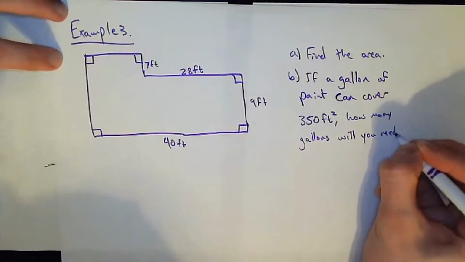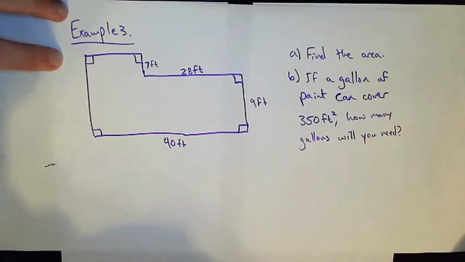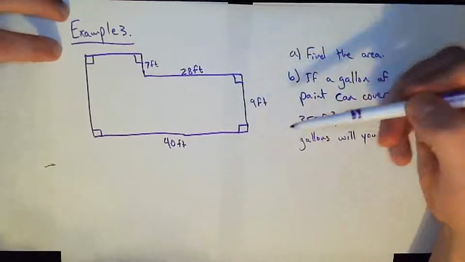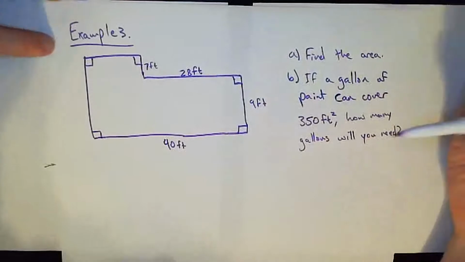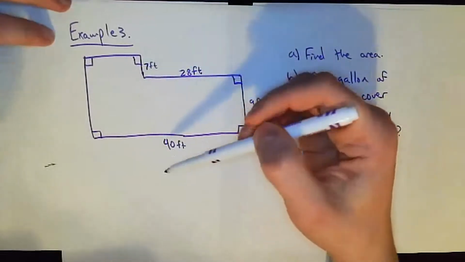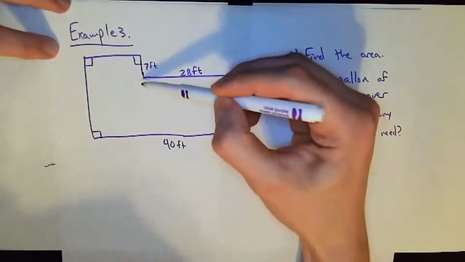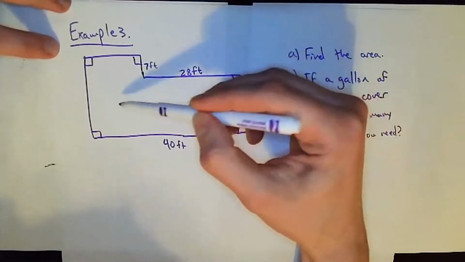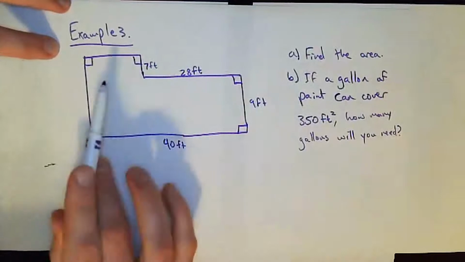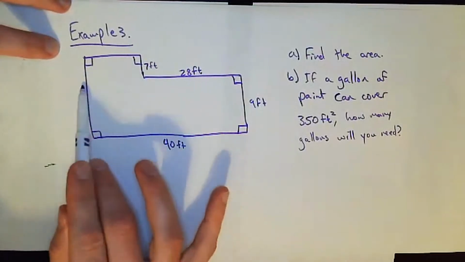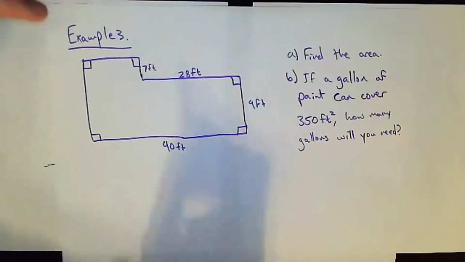So how do we do this problem? Because this is like a real world problem, right? Well, first we need the area. How do we find the area? Well, we've got to decompose this thing into 2 rectangles. We could either cut it right here and then find the 2 areas and add them up, or we could cut it right here and find the 2 areas and add them.